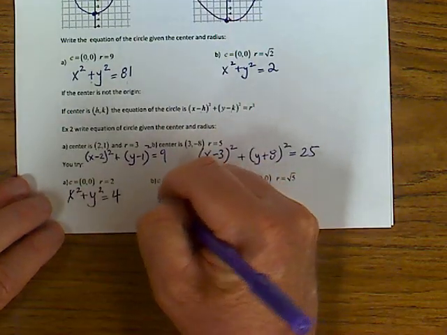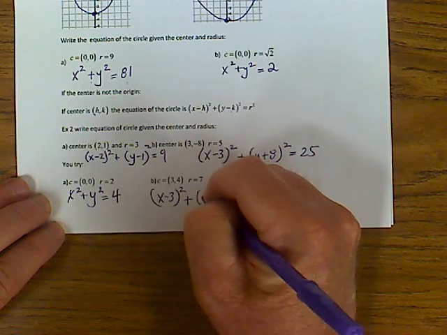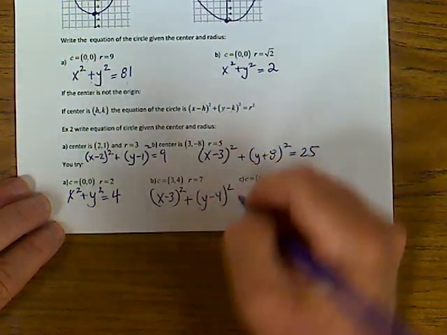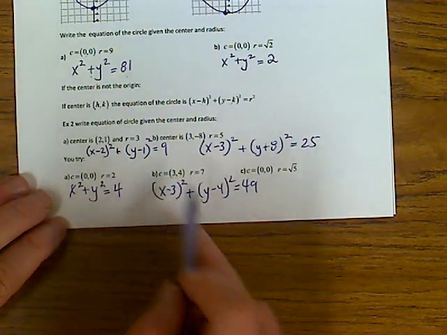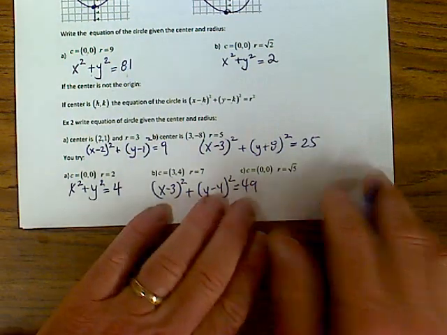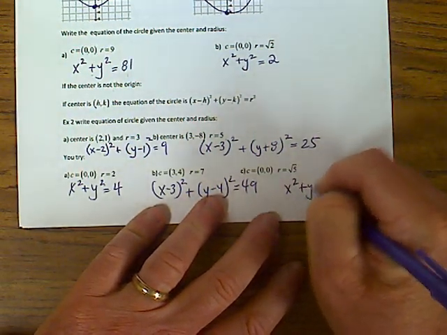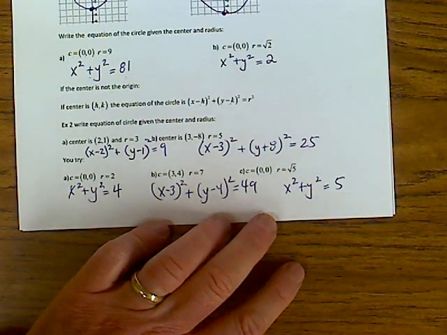Okay, the next one should be (x - 3)² + (y - 4)² = 49. Okay, again, opposite of x, opposite of y. Here, square the radius. Last one would be x² + y² = 5. Okay, you square the radius, you'll get 5. All right, go ahead and turn the page.